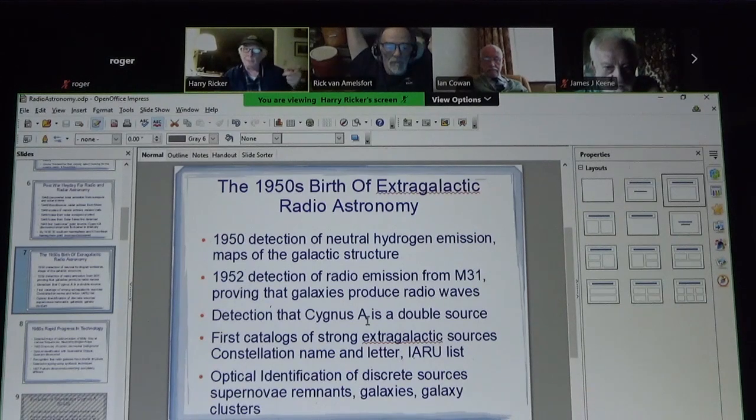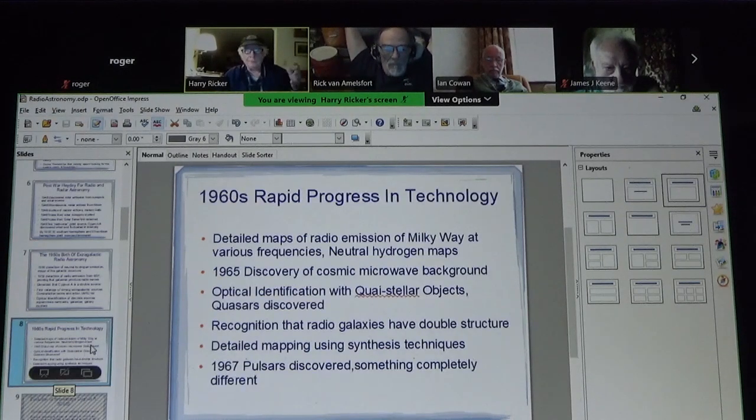It's kind of amazing they were able to do this in the early 1950s. And then, of course, they were making catalogs of radio sources, and so the first catalogs came out. Okay, in the 1960s, there's a big improvement in technology that occurs.